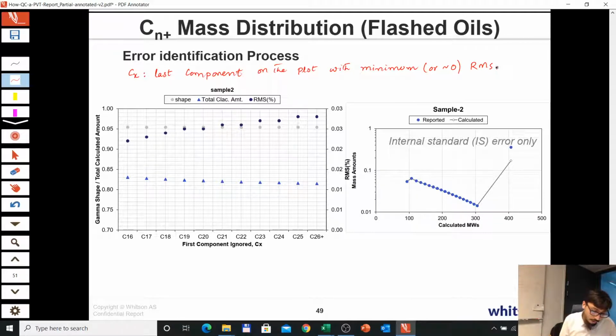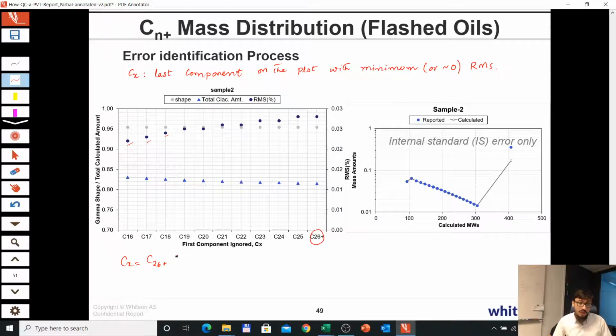If you look at the RMS data here, these are RMS values, and you see all the RMS are close to 1, so again the Cx would be 26 plus. So you can just write it here: Cx is equal to C26 plus. And when we have Cx equal to C26 plus, this immediately tells us that there might be an internal standard problem.